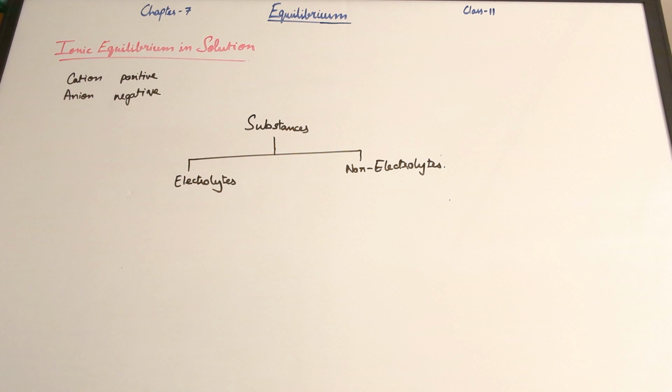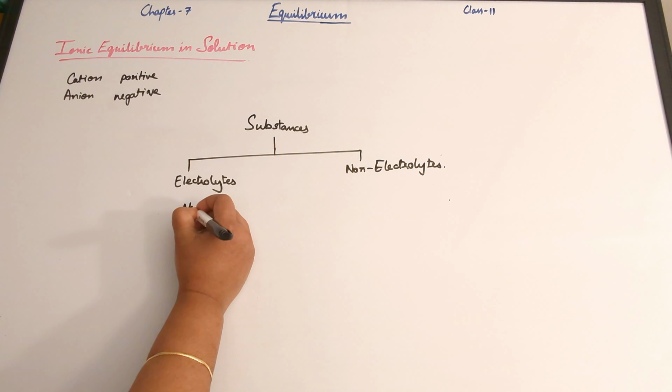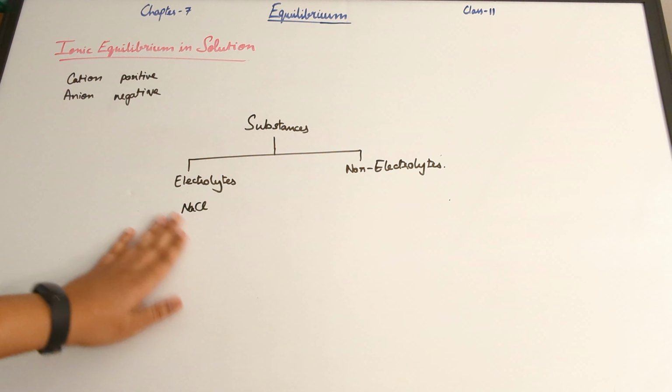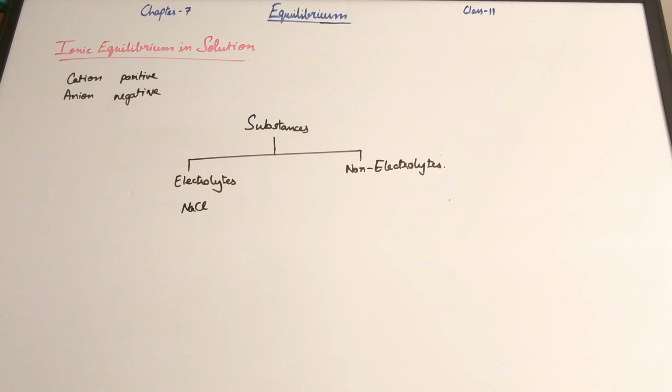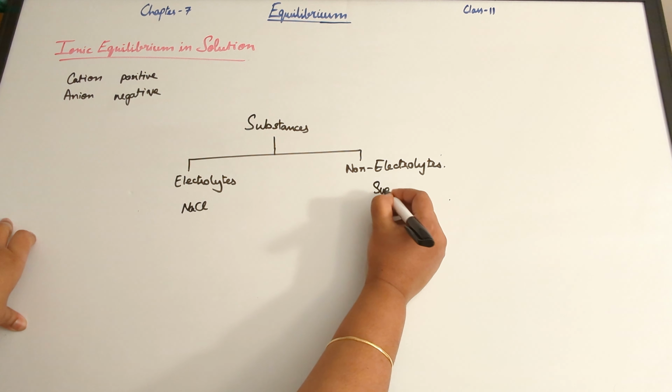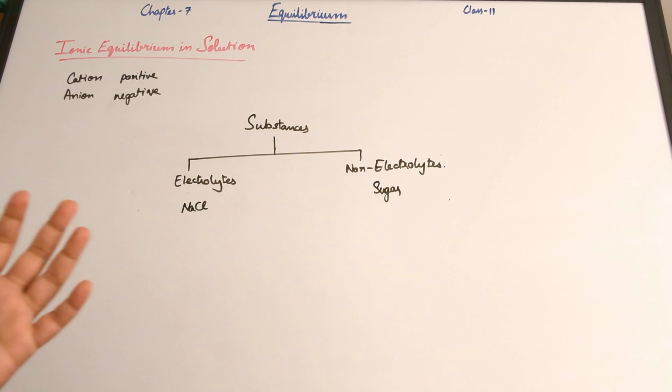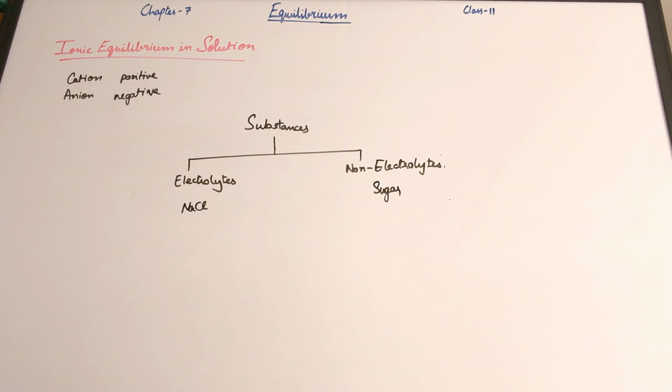Electrolytes are substances which are able to conduct electricity in a molten state or aqueous form. An example is sodium chloride. Sodium chloride is able to conduct electricity in the aqueous state because of the formation of ions. On the other hand, non-electrolytes do not conduct electricity in the aqueous state or in the molten state, and an example can be sugar. Sugar does not lead to the formation of ions, so it's a non-electrolyte. It just gets dissolved. And if you think about the structure of sucrose, it consists of covalent bonds.